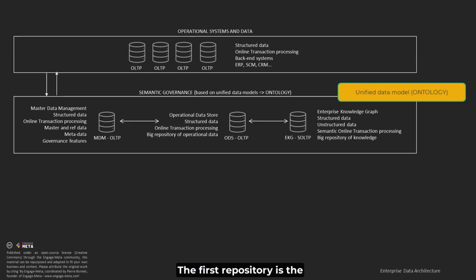The first repository is the Master Data Management, MDM. It deals with the most shared data in the information system, whose lifecycle is not as fast as that of operational data. This involves master data, reference data, and metadata, including a glossary. These data benefit from transactional management in OLTP mode and are supported by governance functions such as version management, traceability, UI for data authoring, etc.